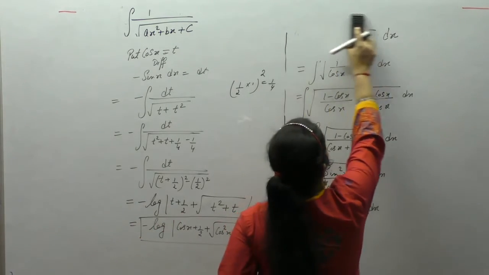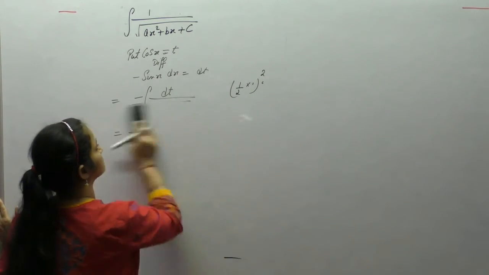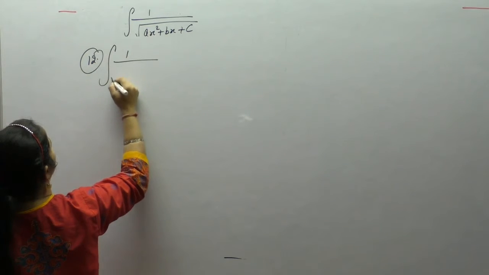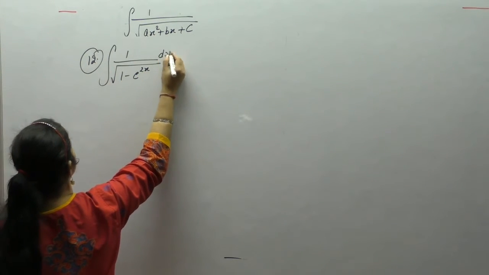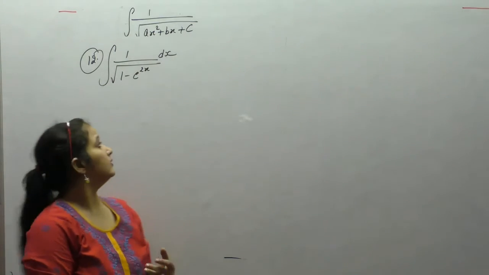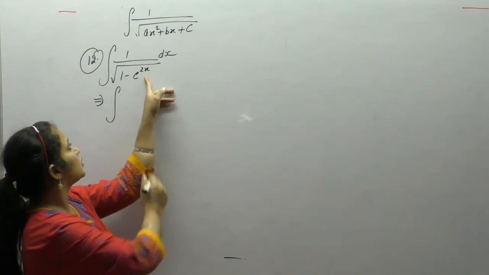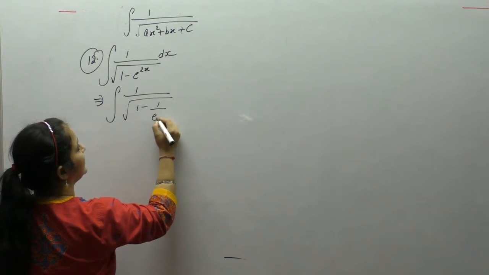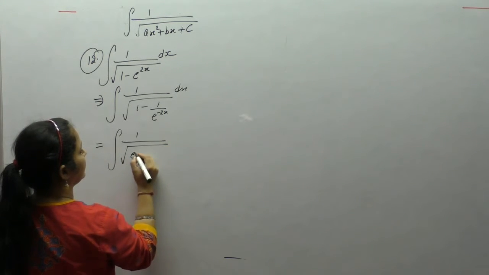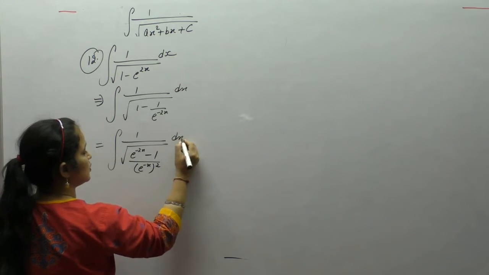Now the next is the integral of 1 upon square root of 1 minus e^2x dx. In the numerator we have 1, but if we take the derivative of e^x, that will be e^x. So we write it as 1 upon square root of e^minus 2x minus 1. Now take the LCM here, and we can write e power minus 2x as e^minus x whole square.